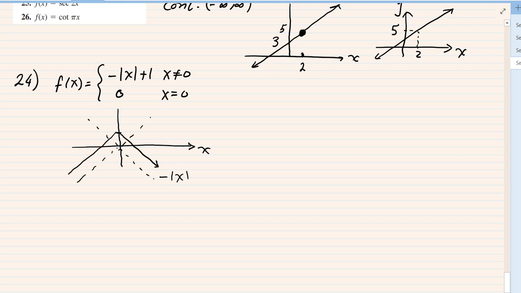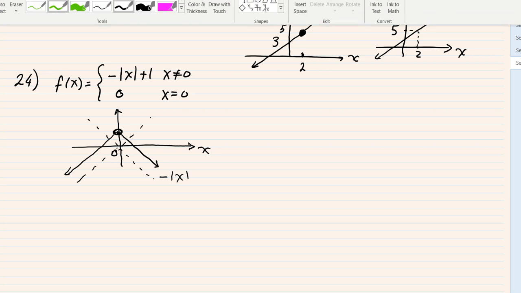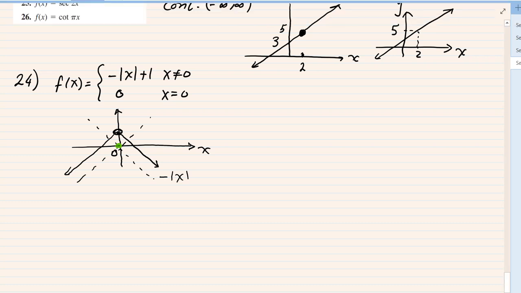And there is a graph of this thing. Now, we're told x cannot be 0 for the top function, so you have a hole at 0. And then he's defining the function to have a value of 0 when x is 0. Let me use a different color. There. See that? He's defining it to be right there.